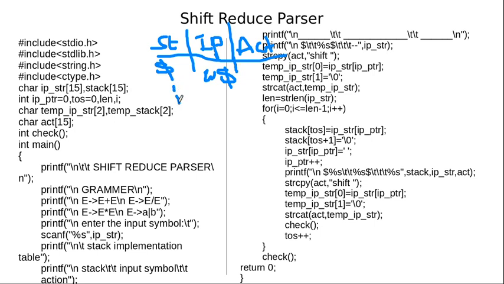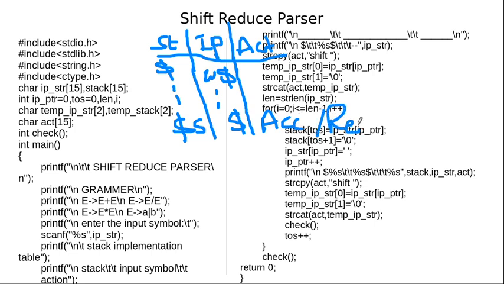At the end, when we are talking about the bottom-up parser, the stack must be dollar and the start symbol, and the input string must have only dollar. Then only we say accept. Otherwise, we say reject. This is the basic condition for the shift reduce parser.